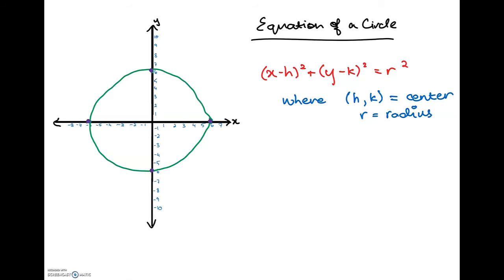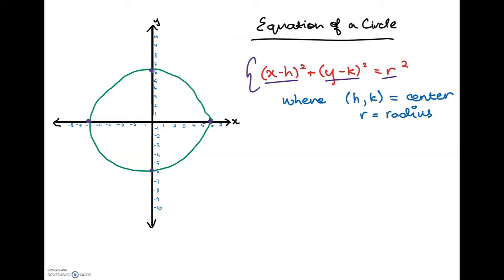Hello everyone, today we're going to be talking about the equation of a circle. So we're going to be talking about graphing circles and also writing down the equation of them. The first thing you're going to want to take note of is this equation over here. That's the equation of a circle: (x minus h) squared plus (y minus k) squared is equal to r squared.